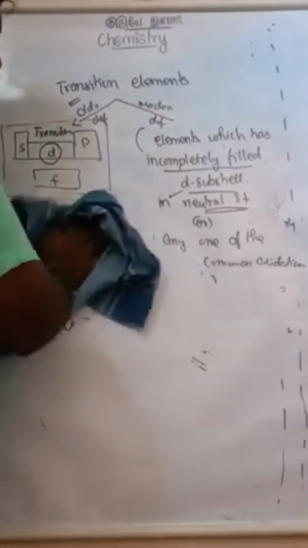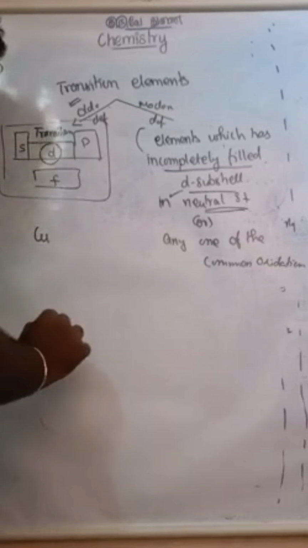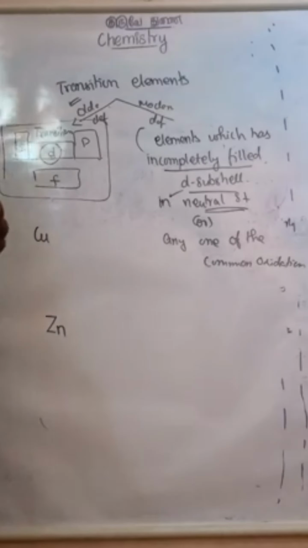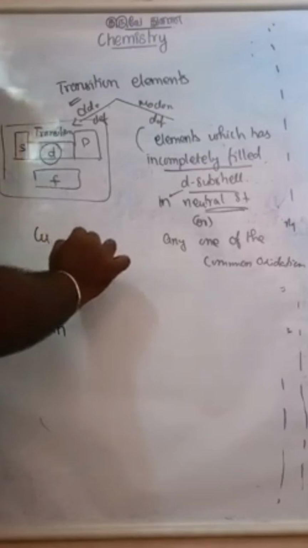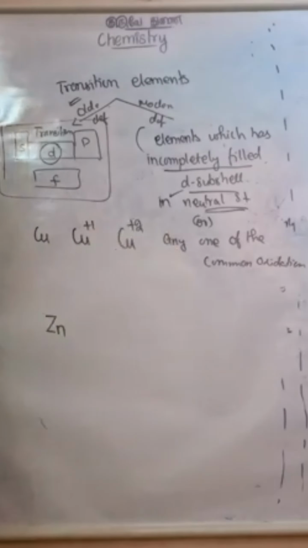So the important question here is whether copper is a transition element or not, or whether zinc is a transition element or not. Whenever you are given an element, you should check in the oxidation state also whether it has a completely filled or incompletely filled d-subshell. For copper, we have Cu+1 and Cu+2 as possible oxidation states: cuprous and cupric. The higher oxidation state is cupric, the lower is cuprous.